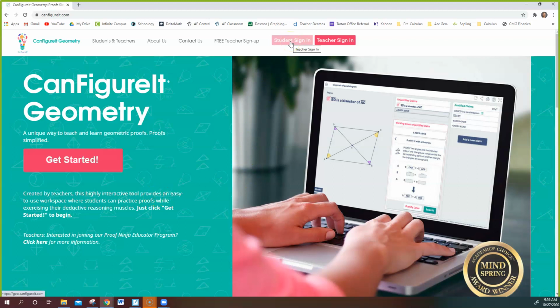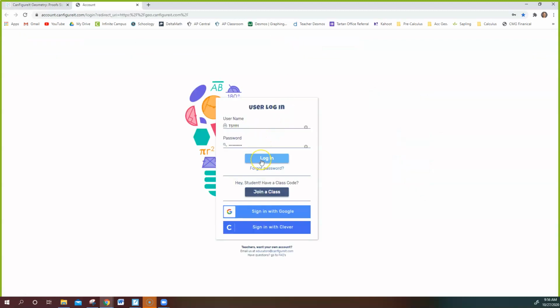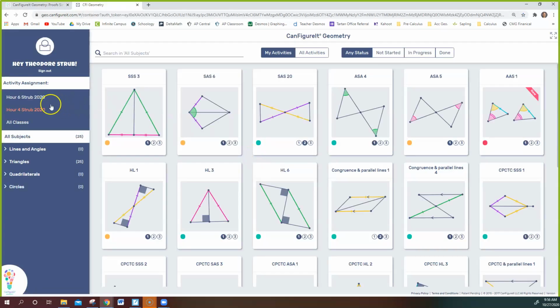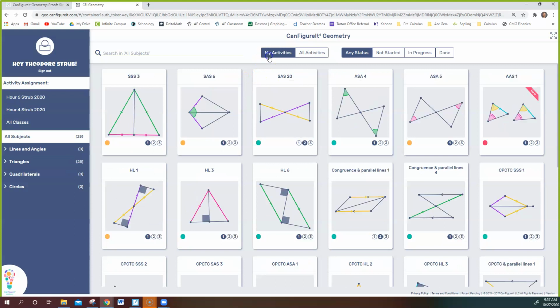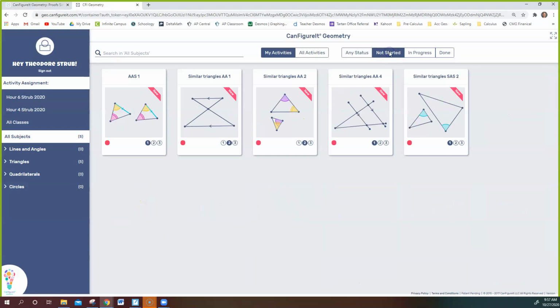Then you're going to go to your student sign-in. I think this is my sign-in account. It should be. Okay, it's not. But this is a teacher one. I assigned new proofs, and I want to show you a couple of things. You have my activities, and you have all activities. If I click on all activities, that gives me all 460 proofs possible. We don't want that. We want to go to my activities, and then look at the ones that have not been started yet.